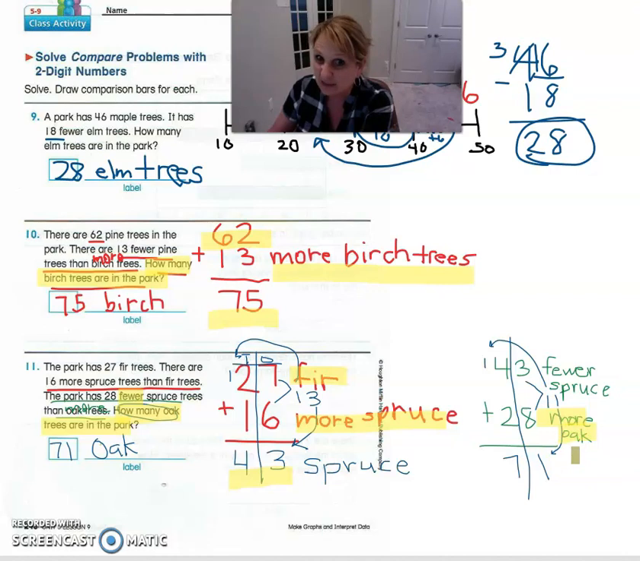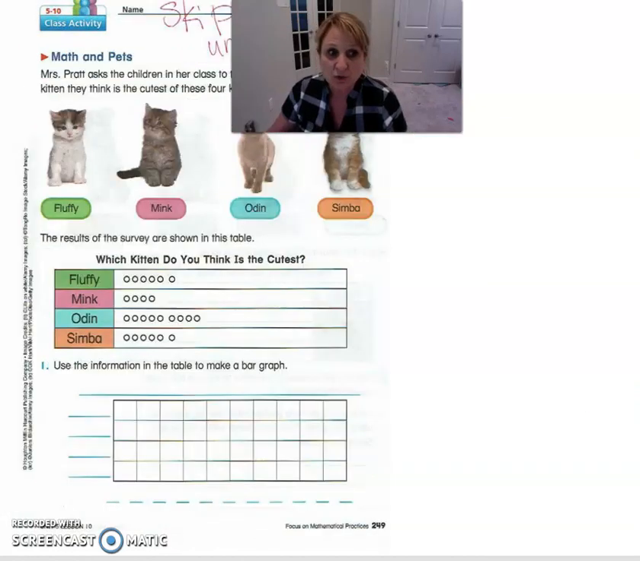See how they tried to trick us with that? So then I took my 43 and I added 28 more. So 8 plus 3 is 11. I carried over my 10. 4 plus 1 is 5. Plus 2 more is 7 tens. And my answer was 71. If you got that right, yay, that was super hard. If you did not get it right, please fix it and make sure that you understand it because tomorrow is our test. All right, let's look at the next two pages really fast.